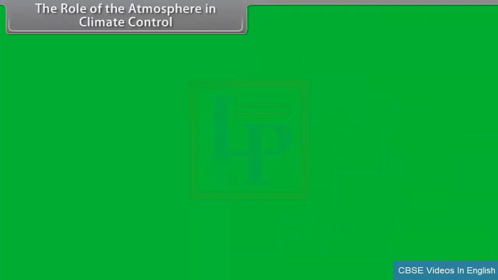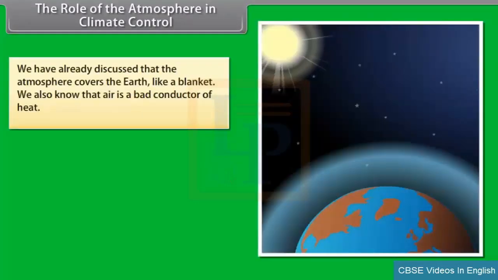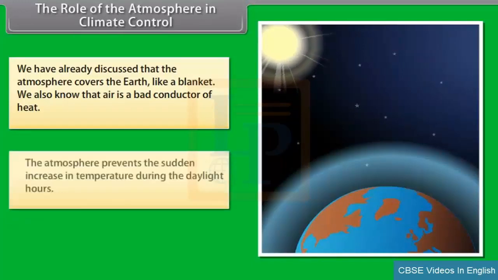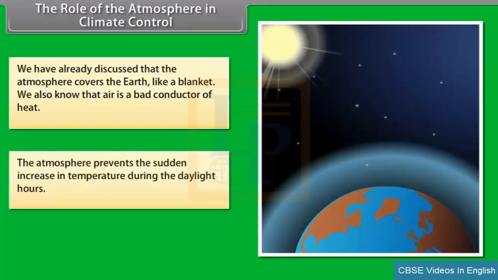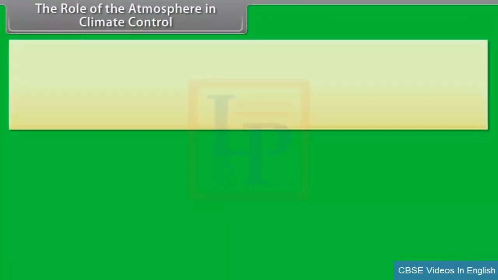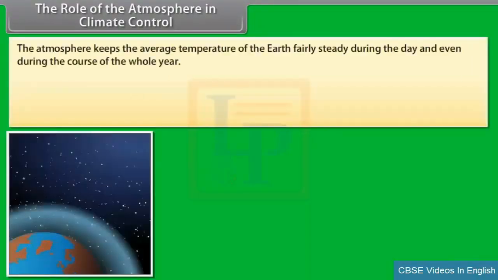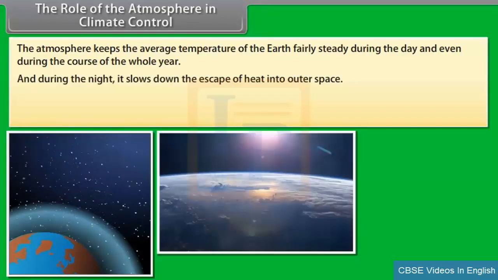The role of the atmosphere in climate control. We have already discussed that the atmosphere covers the Earth like a blanket. We also know that air is a bad conductor of heat. The atmosphere prevents the sudden increase in temperature during the daylight hours. The atmosphere keeps the average temperature of the earth fairly steady during the day and even during the course of the whole year. And during the night, it slows down the escape of heat into outer space.